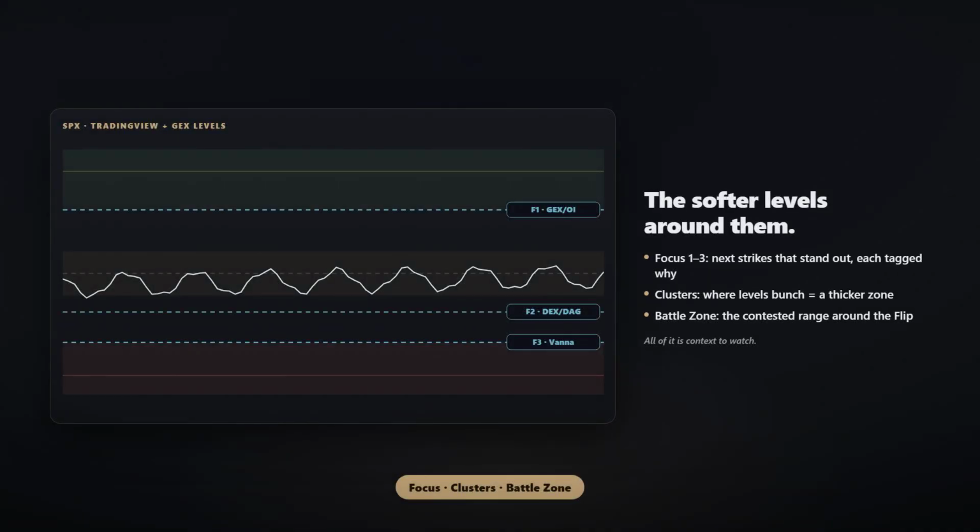Focus 1, 2, and 3 are the next strikes that stand out, ranked by a score that blends gamma, open interest, and other factors. Each carries a small tag, telling you why it made the list. When several levels bunch together, the indicator shades that band as an upside or downside cluster, a thicker zone of interest. And the battle zone marks the contested range around the flip, where positioning is mixed and price can get pulled between levels. All of it is context to watch.